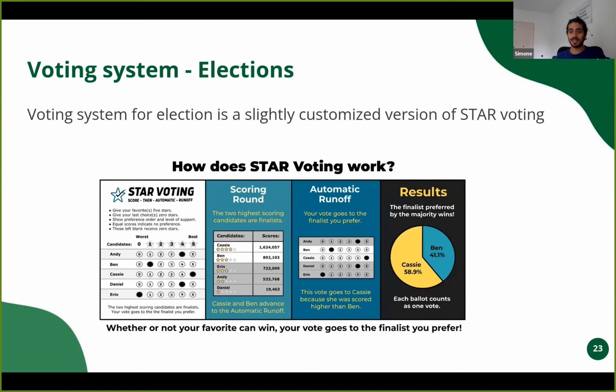So we are planning to use star voting, which is a voting system that now we're going to explain how it works, and then why we're using it. It is made of 2 steps. In the ballot, you're going to give from 0 to 5 stars to each candidate. And then those scores are going to be averaged, and you're going to have the 2 best candidates. For those 2 best candidates, you're going to have an automatic runoff. So that means for every ballot, you're going to see who you preferred.